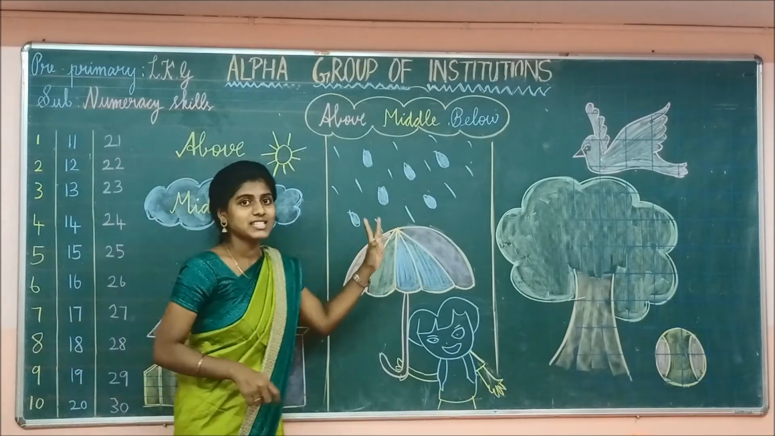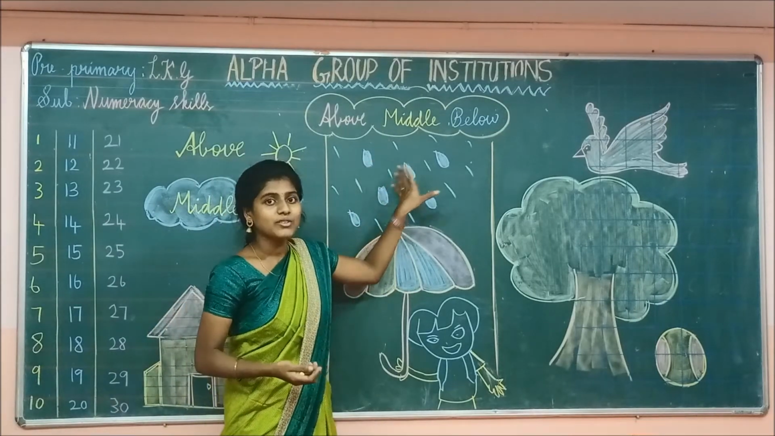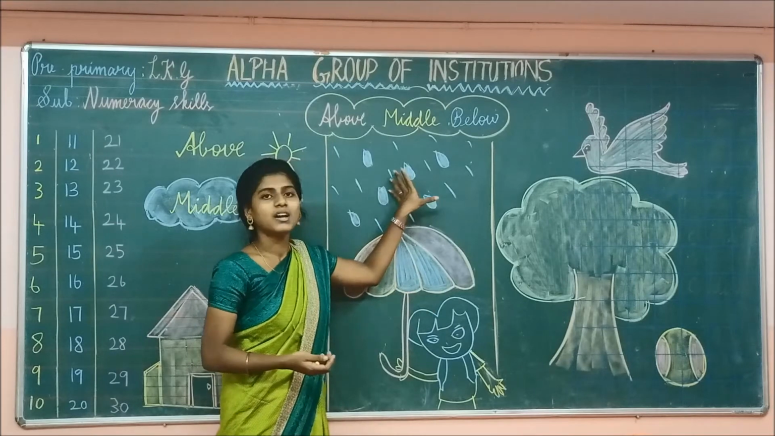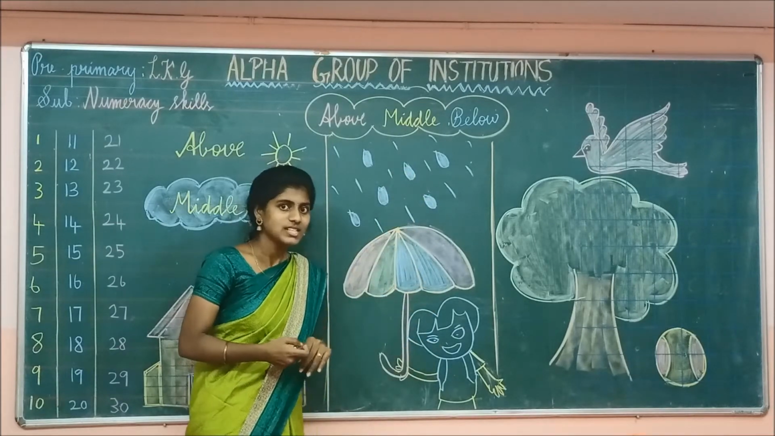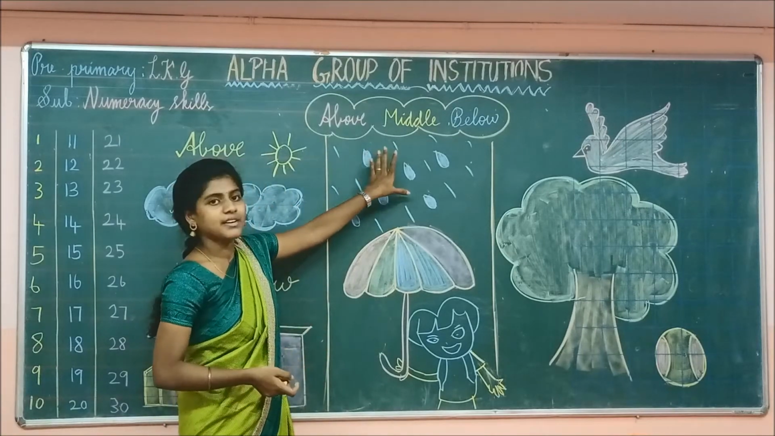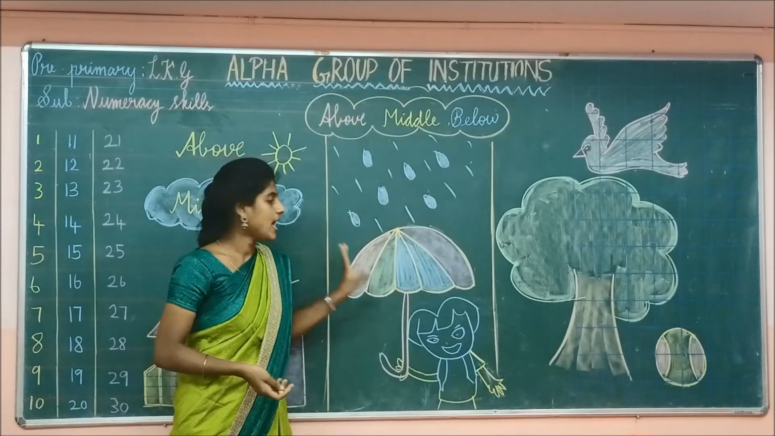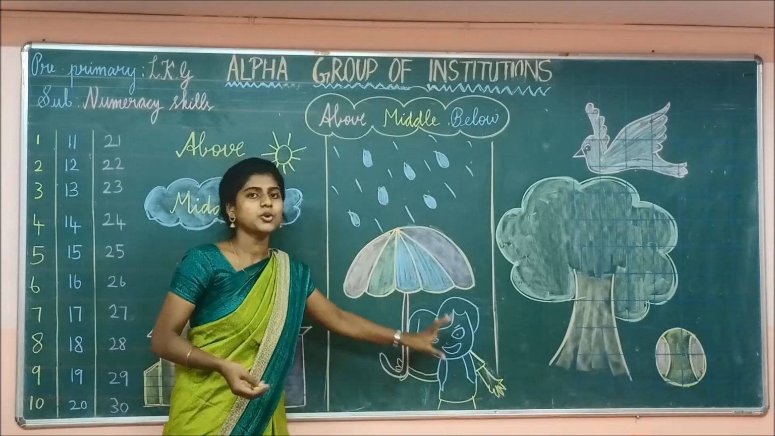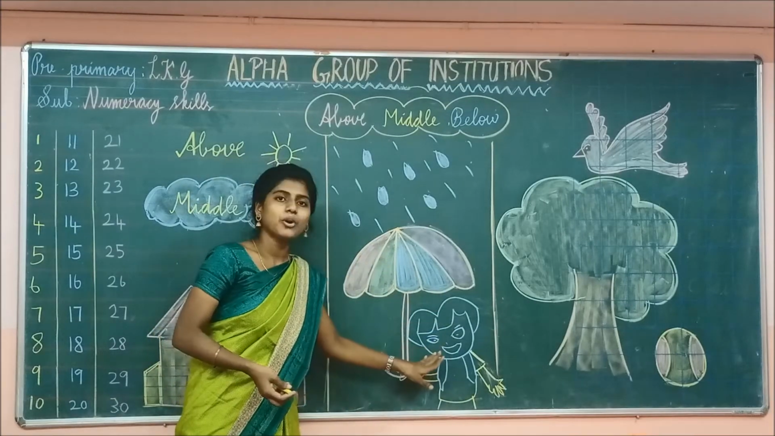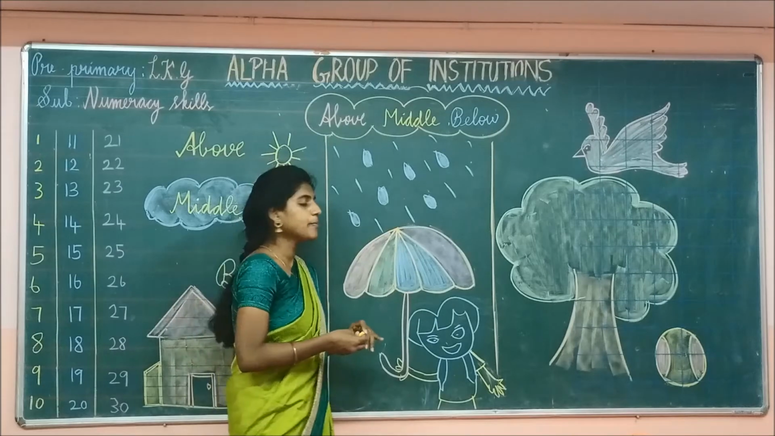Okay children, next, it's your turn. You have to find and tell me what you are seeing here. Raindrops, an umbrella and a cartoon character. Isn't it? See here. The raindrops are above the umbrella. And the umbrella is in the middle of the raindrops and Dora. And Dora is below the umbrella. Yes, I hope you understood.